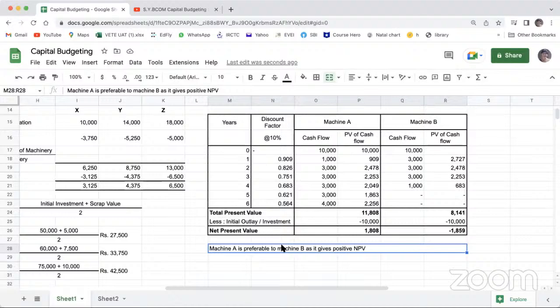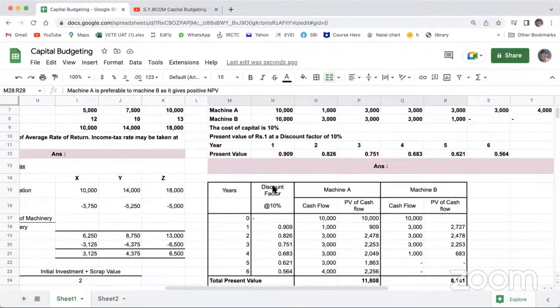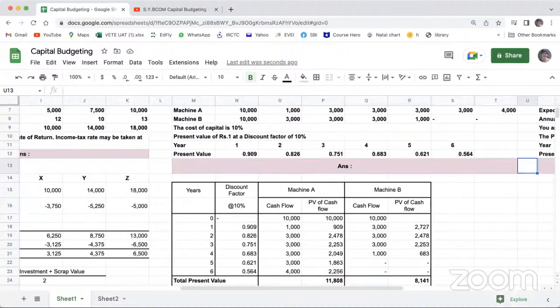अभी वैसा तो यहाँ पे है नहीं, इसलिए यहाँ पे हमने कैसे लिखा है? मशीन ए इज प्रेफरेबल टू मशीन बी एज इट गिव्स पॉजिटिव एनपीवी. Am I clear? Okay, good. ये क्वेश्चन में किसी को डाउट है? किसी को डाउट है? गुड. So if you don't have doubt, can we move to the next question?